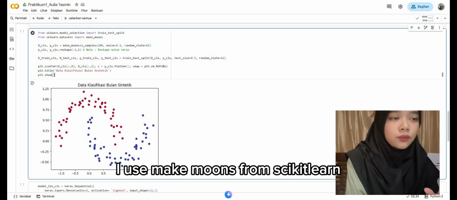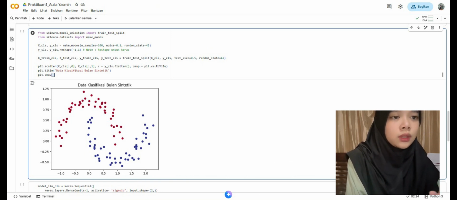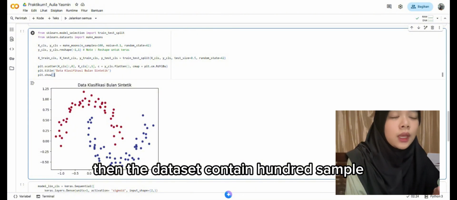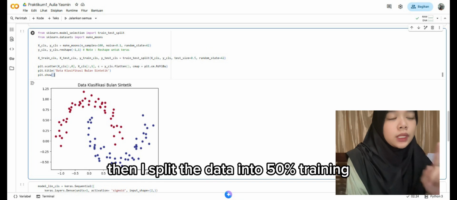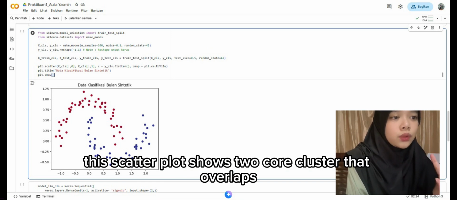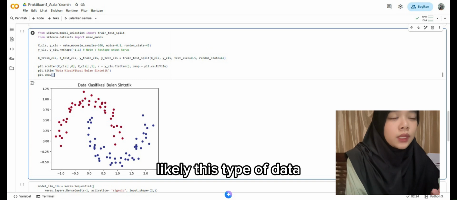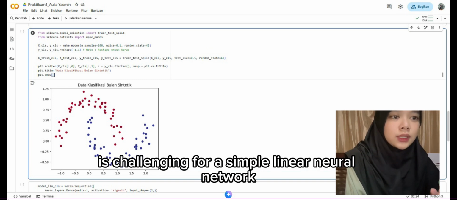Next, in this section, I switch from regression to classification. I use make_moons from scikit-learn to generate a nonlinear dataset shaped like two interlocking half moons. The dataset contains 100 samples divided into two classes, represented by red and blue dots. Then I split the data into 50% training and 50% testing sets. The scatter plot shows two curved clusters that overlap slightly. This type of data is often used to test how well a model can handle nonlinear boundaries, which is challenging for a simple linear neural network.